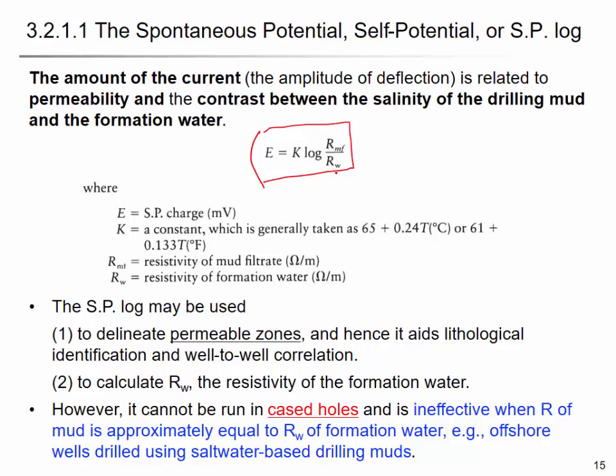So then there might be no difference between the mud fluid resistivity and the formation water. So then SP doesn't give you very good information in those cases. So it is ineffective when R mud is equal to R formation water.